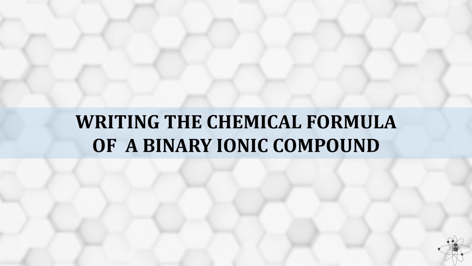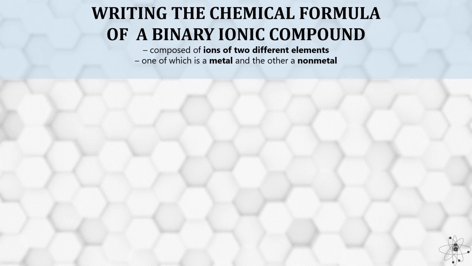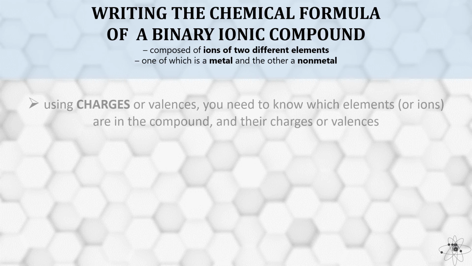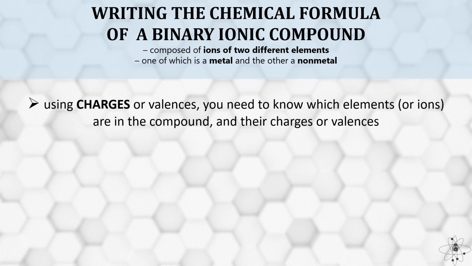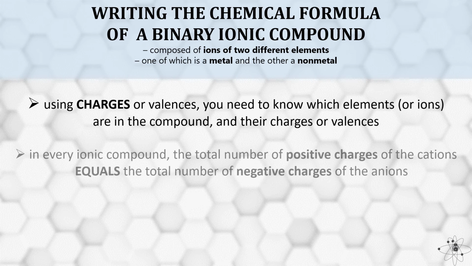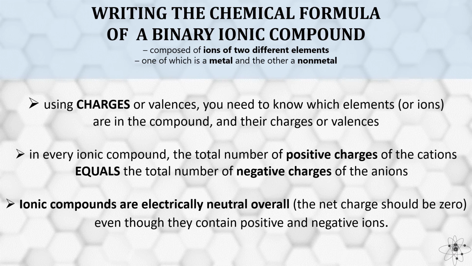Let's start using these ions in writing chemical formulas for the binary ionic type of compounds. In order to write a chemical formula using charges or valences, you need to know which elements are in the compound and their corresponding charges or valences. Take note that in every ionic compound, the total number of positive charges of the cations equals the total number of negative charges of the anions. Thus, ionic compounds are electrically neutral overall. The net charge should be zero, even though they contain positive and negative ions.